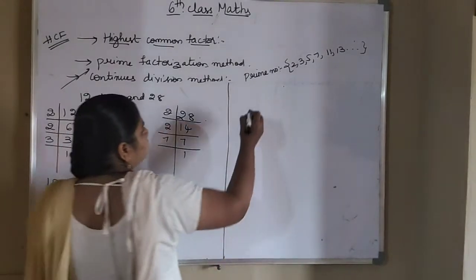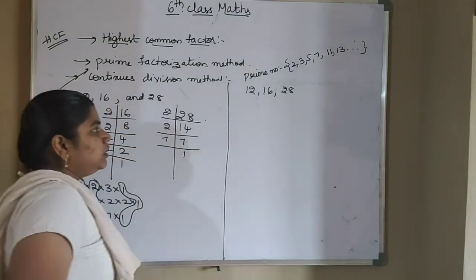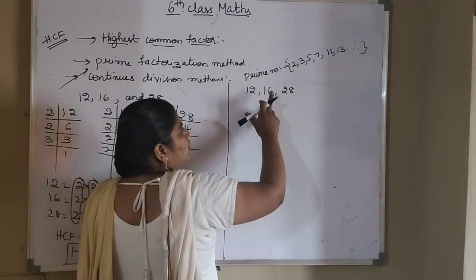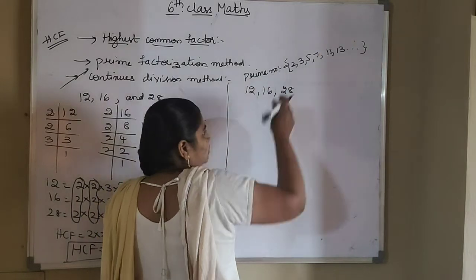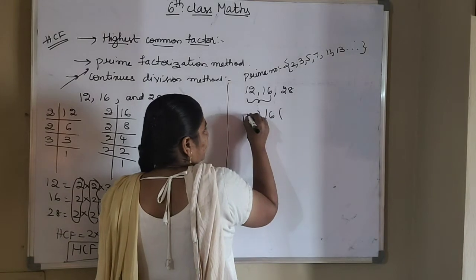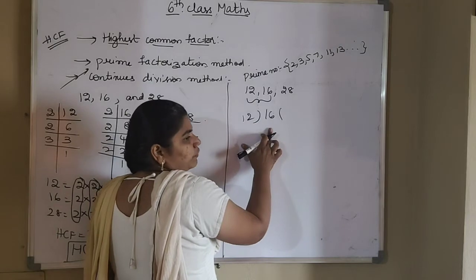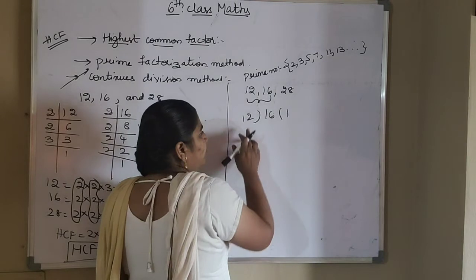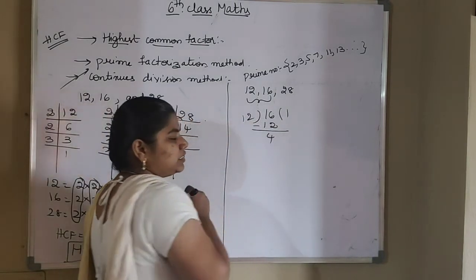Now by using the long division method, the continuous division method, we will see. I always told you that we have to take ascending order: smaller number, bigger number. This 28 is a very big number, so we will use this 28 last. So first we will use 12 and 16. 16 we have to divide with 12. 12 ones are 12. 12 twos are 24. 24 is bigger than 16. So how many times do we have to take? One time. 12 ones are 12. So if you subtract, we will get 4.